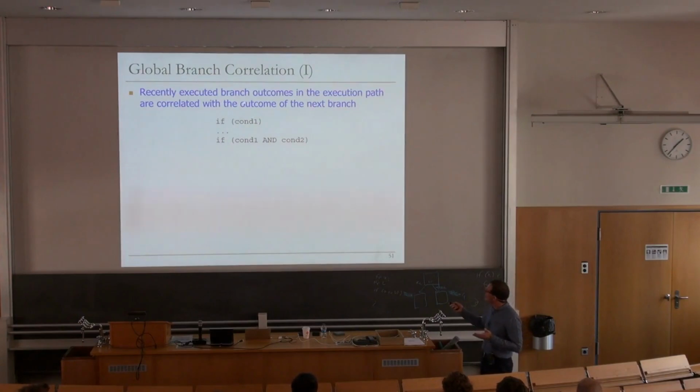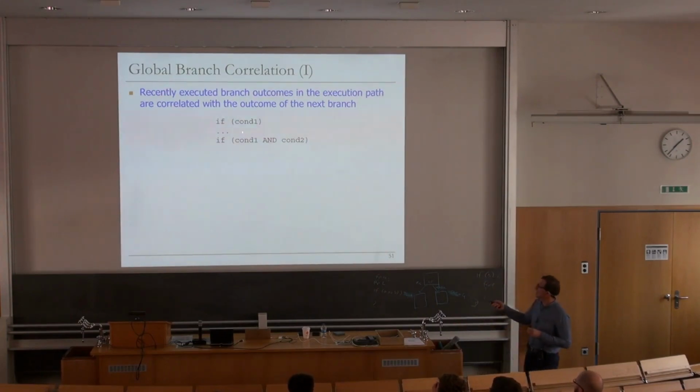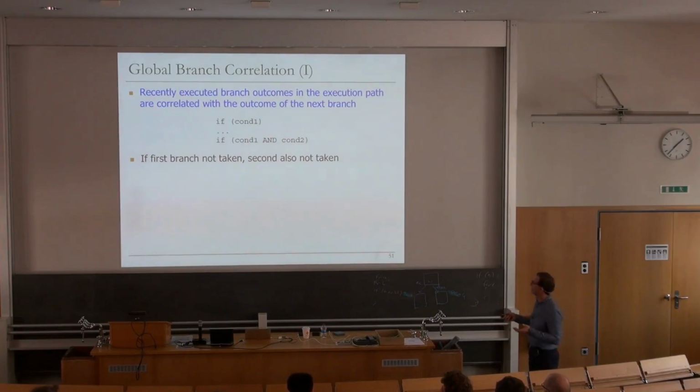This is an example. You have this branch: if condition 1, do something. And then you see another branch: if condition 1 and condition 2, you do something. So clearly there's correlation between these two branches, right? If the first branch is not taken, then the second is also not taken. Clearly, because there's an AND over here with the same condition.